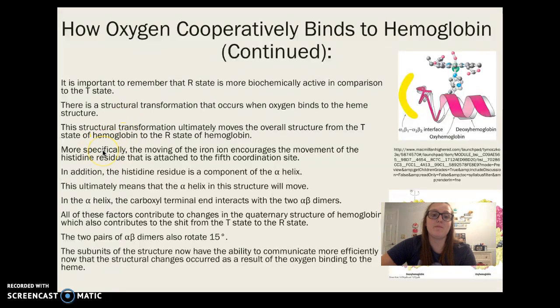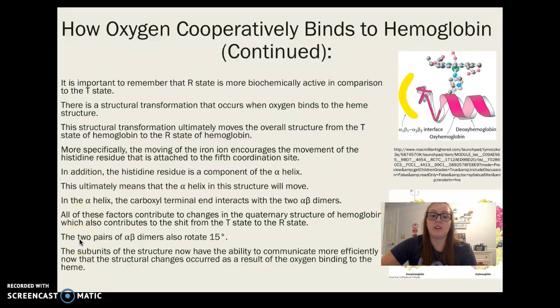More specifically, the moving of the iron ion encourages the movement of the histidine residue that is attached to the 5th coordination site. In addition, the histidine residue is a component of the alpha helix. This ultimately means that the alpha helix in the structure will move. In the alpha helix, the carboxyl terminal end interacts with the alpha-beta dimers. All of these factors contribute to the changes in the quaternary structure of hemoglobin, which also contributes to the shift of the T to the R state.